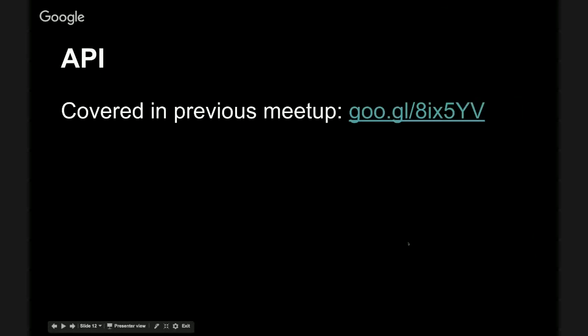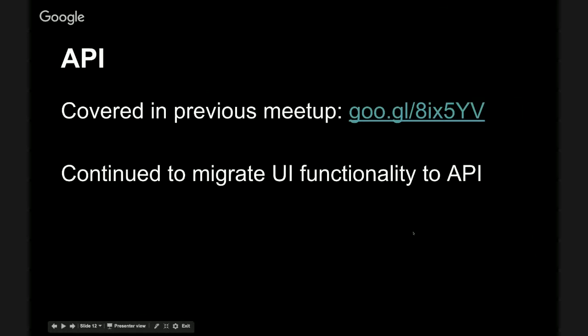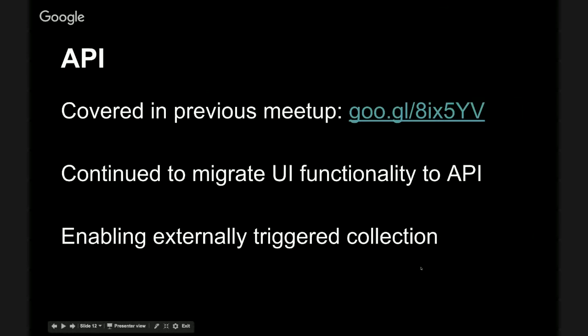So we've continued to work on the API. We've covered this in a previous meetup, so I won't go into too much detail, but we've continued to migrate almost all the UI functionality to an API, kind of a server and front end separation. That means that basically anything you can do in the UI, you can now do programmatically via the API as well. This has enabled us to start doing externally triggered collection, so triggering collection based on signaling events. We're now doing that internally, and you can too.